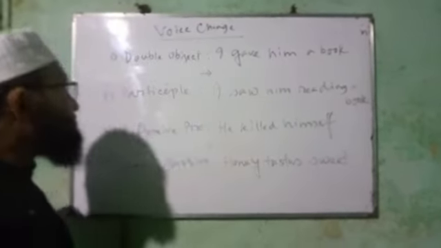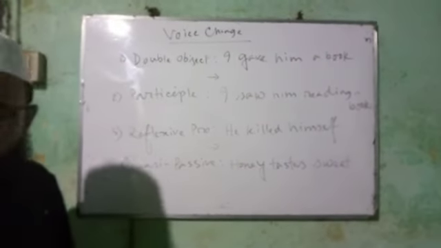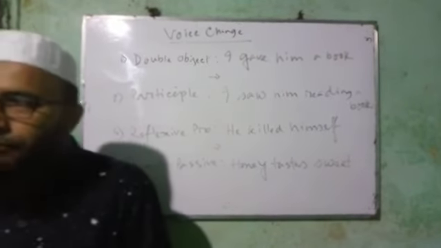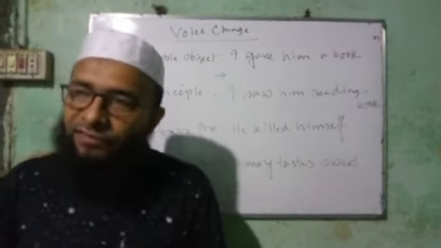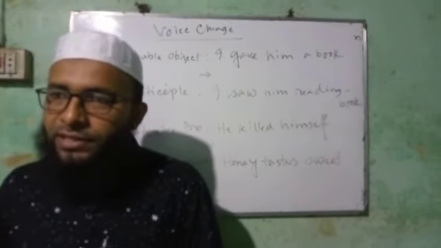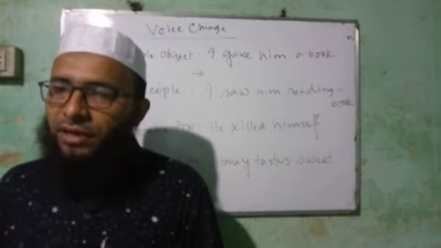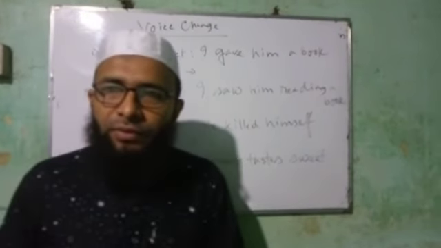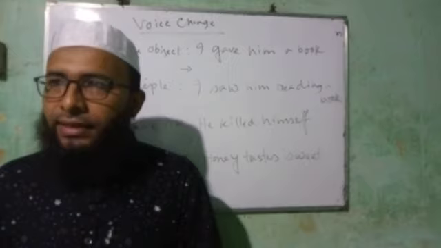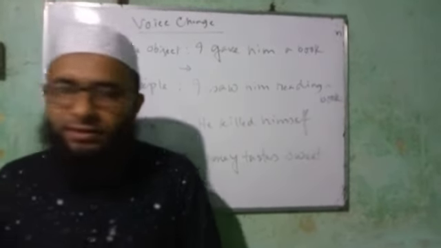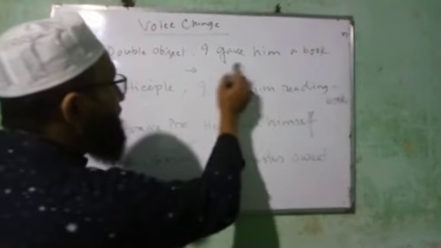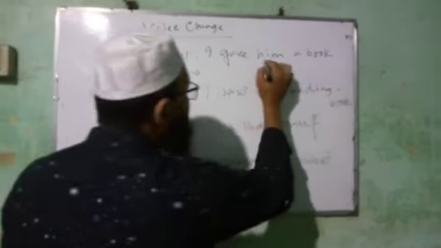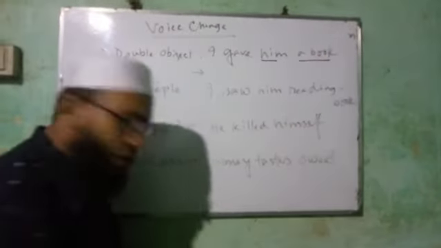Okay, dear students, you can see here some rules are given. Double object: you know that there may be double objects in a sentence or one object in a sentence. Prior to that, we discussed how to change a sentence containing one object. So today, I want to share with you how to change a sentence containing two objects. For example, I gave him a book. Here you know that there are two objects. Him is also an object, a book is also an object.